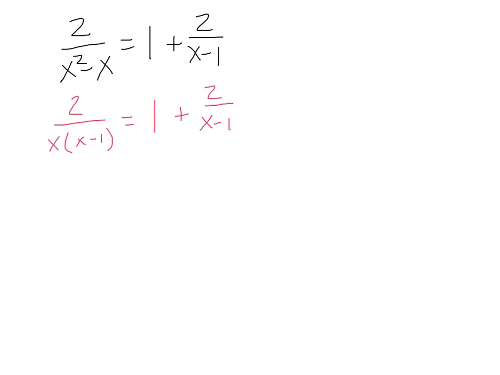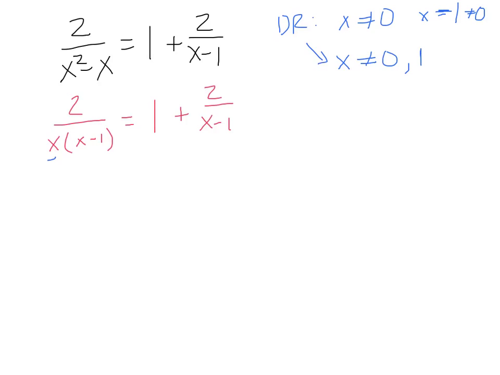Now that I have this set, I can go ahead and do two things: my domain restriction and my least common denominator. For the domain restriction, we need the factor x to not equal 0, and we need the factor x minus 1, oops, that's a minus sign, I swear, to not equal 0. So I end up with the domain restriction of x is not equal to 0, x is also not equal to 1. That's my domain restriction.